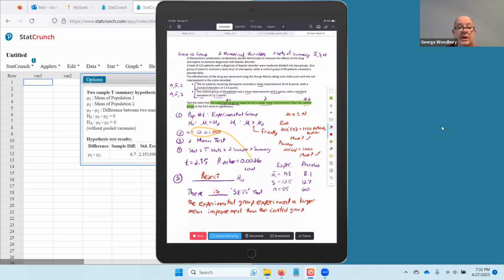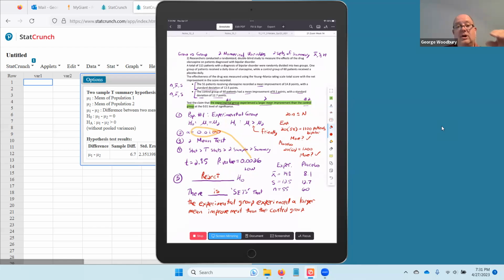The control group taking the placebo improved by 8.1 points. So we could expect anybody to improve by 8.1 points on average, but the group receiving the medication improved by 14.8 points. And our decision here, our conclusion says that that's significantly better. It didn't happen by chance.